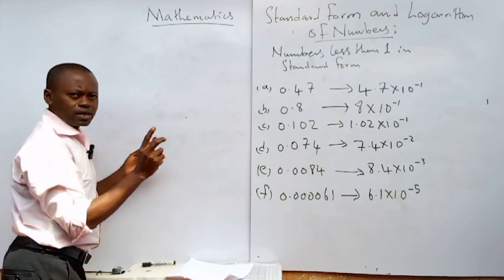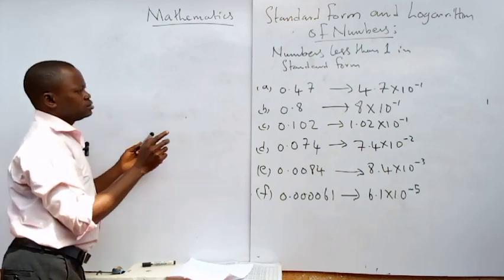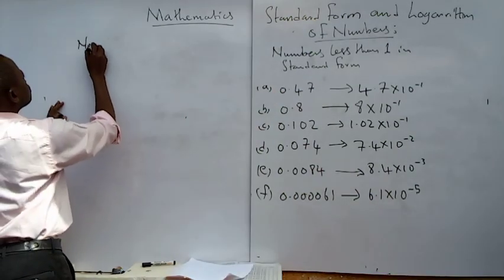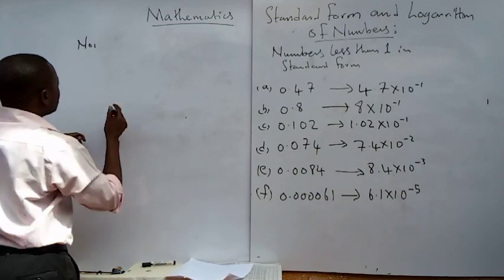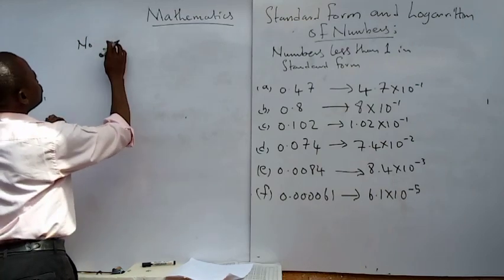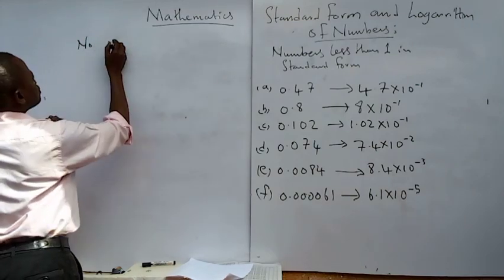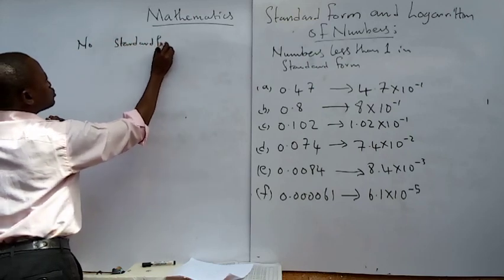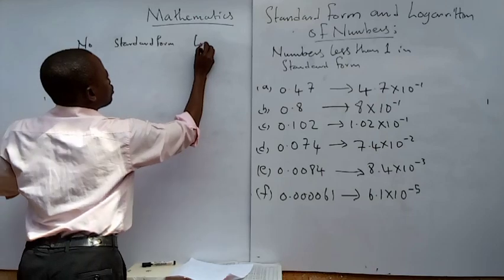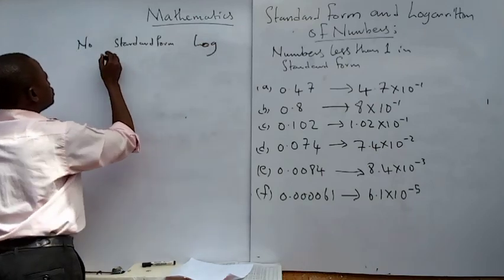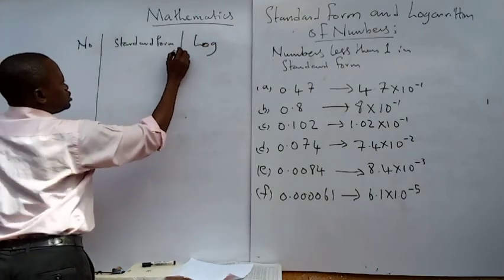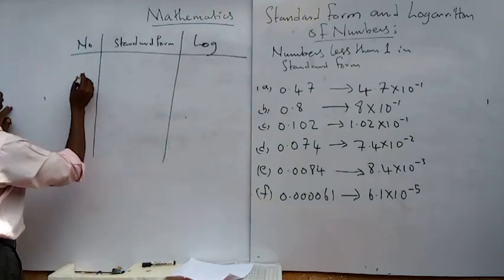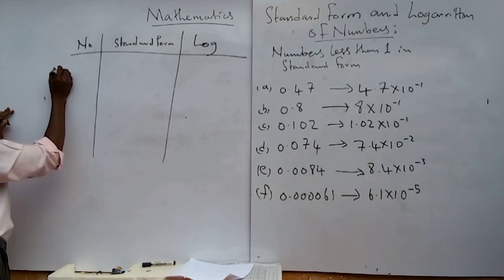The characteristics part and the mantissa part. So if I have, say, a number, you will see standard form and then the log of it. You will see with me the connection between these things we are going to do here.